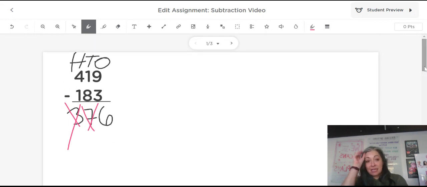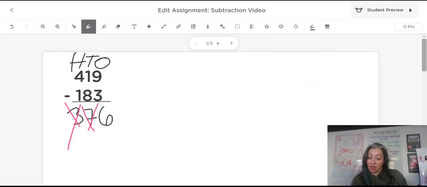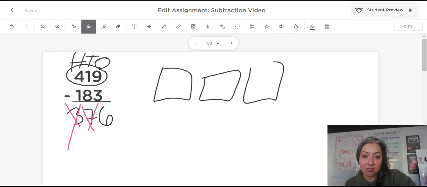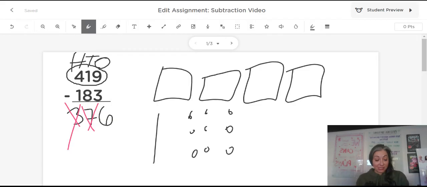So one of them is where students draw it out. It's going to be very hands-on, very physical, and they are actually going to be using what are called base 10 blocks to do this. So when they draw it, or before they draw it, we're going to be using actual base 10 blocks. So you look at this first number because this is what you have that you're going to be taking away from. So you're going to draw 419. It's going to be 4 hundreds. Okay, there's your hundreds. There's 1 ten, and there's 1, 2, 3, 4, 5, 6, 7, 8, 9 ones. Okay, so this is what we have.